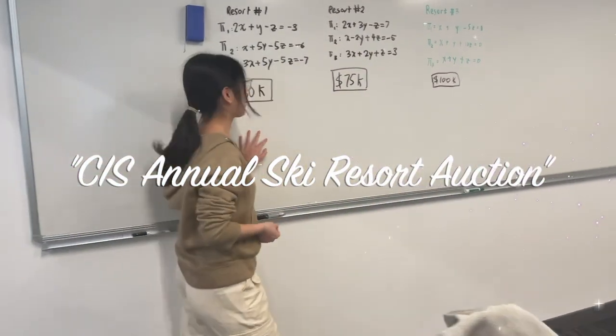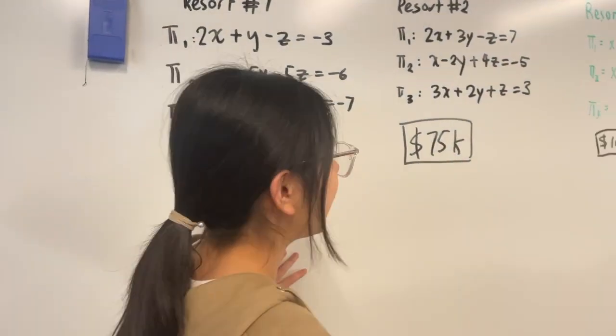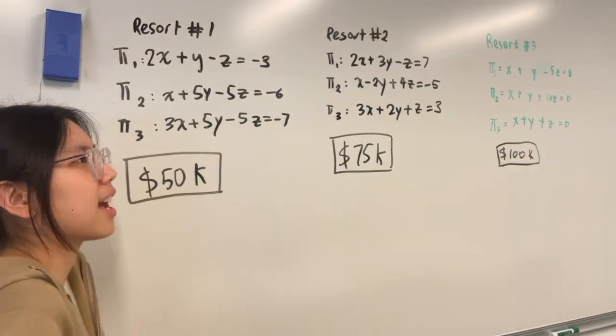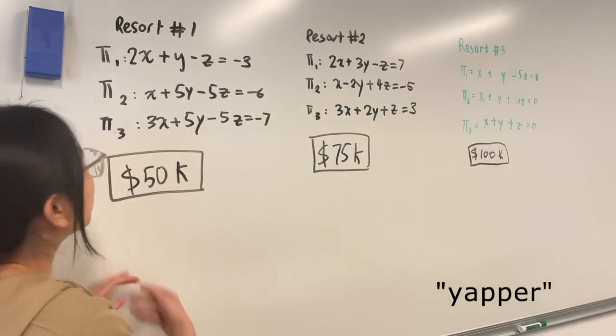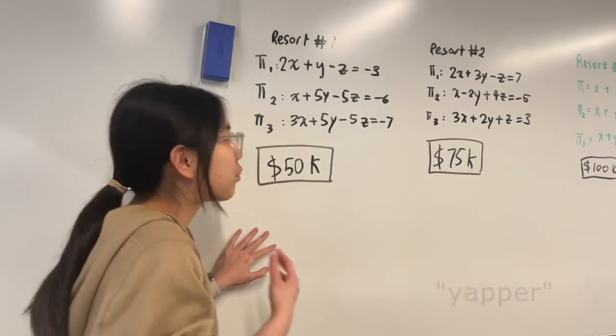Annual ski resort auction. Today we have 3 resorts on sale. They're all fully equipped with the same functionalities for you to monopolize and earn revenue on. However, the first resort I highly recommend because it's at a 50% discount. It's going to sell out really quickly.